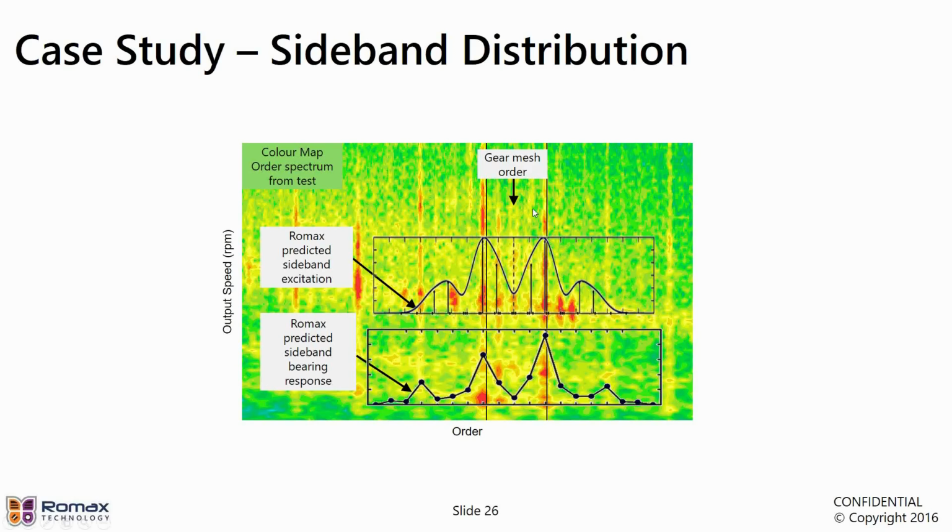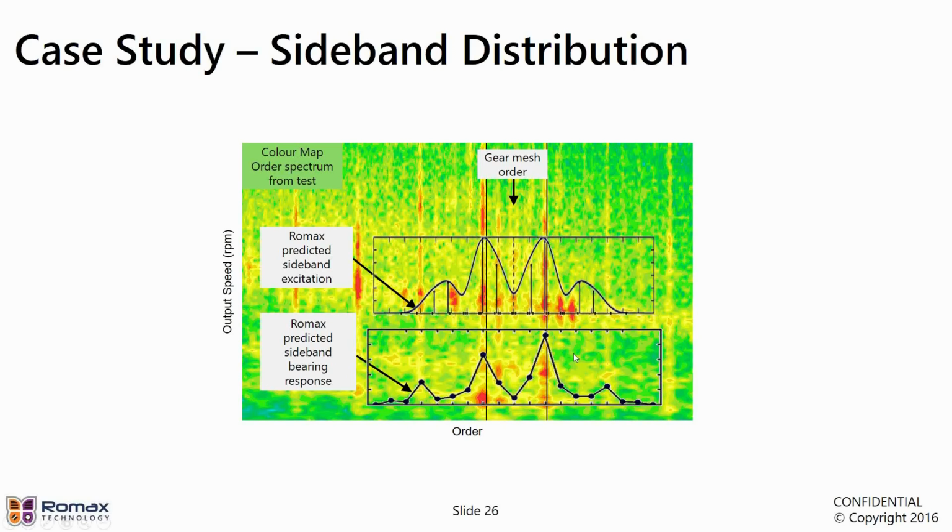Now, on top of that, we have superimposed 2 different sets of results. The lower result here is the prediction from our fully detailed dynamic simulation with a fully detailed model using all our sideband tools, all our transmission error prediction tools, and so on. And we see that we predict where the dominant sidebands are going to be. We get those pretty much spot on.